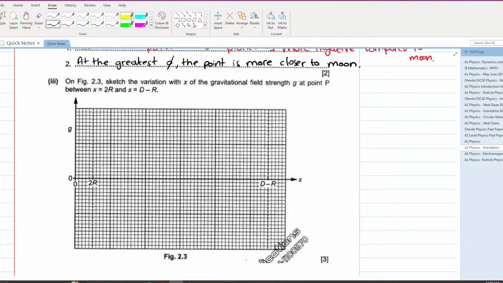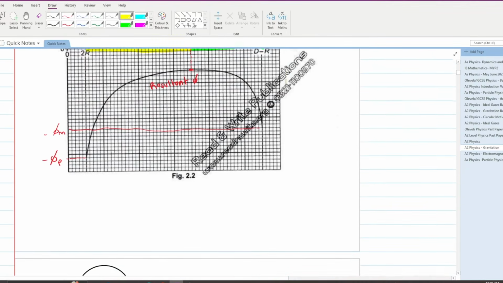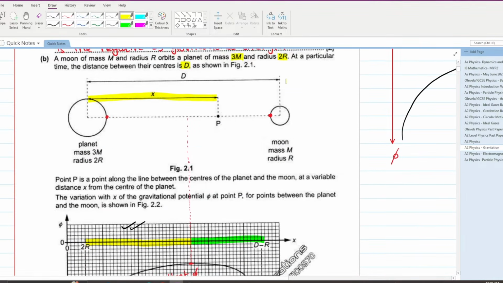On figure 2.3, sketch the variation with x of the gravitational field strength at point P between x equals 2r and x equals d minus r. Basically, we have to draw the curve of resultant gravitational field strength. Very easy. First and foremost thing that you need to observe is that the planet will have its gravitational field strength towards the inward. So we can say the left hand side vectors are negative and right hand side vectors are positive.